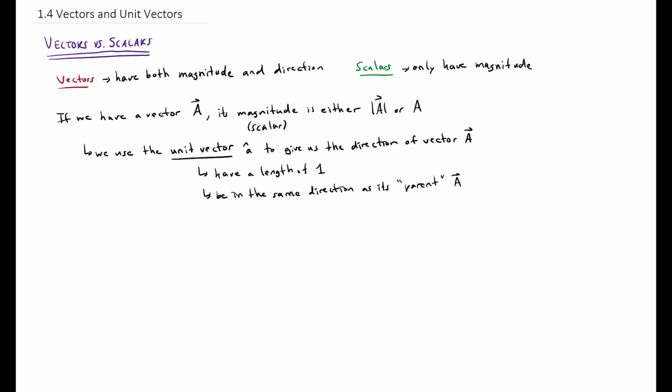So how do we define the value of a unit vector? So A hat is equal to vector A divided by the magnitude of vector A. Or you can also rewrite this as vector A divided by A.